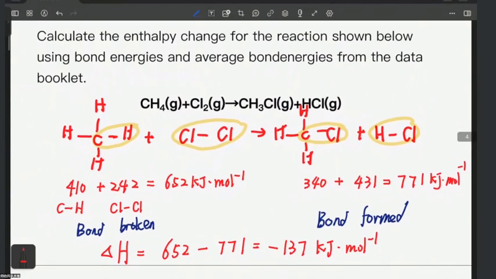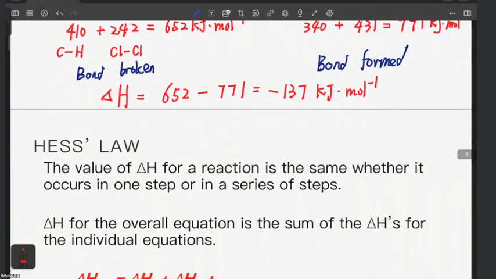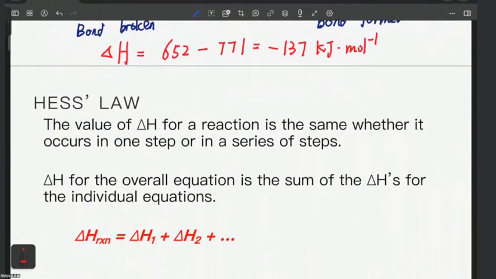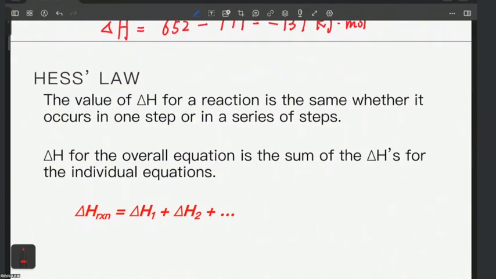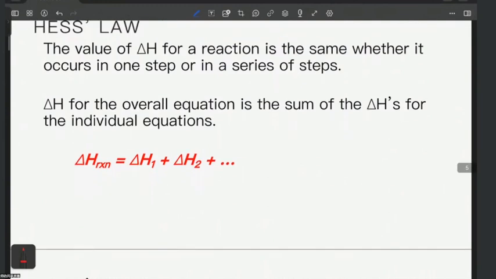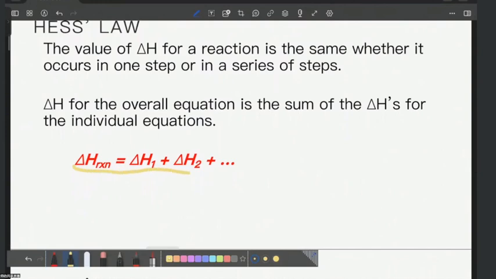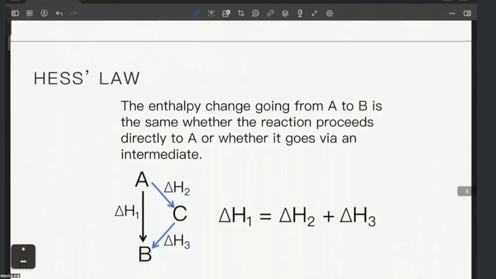Okay, let's turn to the second part, which is Hess's law. The value of enthalpy change for a reaction is the same whether it occurs in one step or in a series of steps. The enthalpy change for the overall equation is the sum of the enthalpy changes for the individual equations. So you can see this represents the calculation. Okay, let's go into an example.